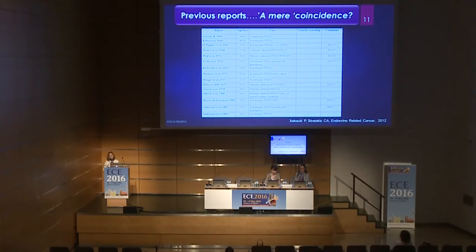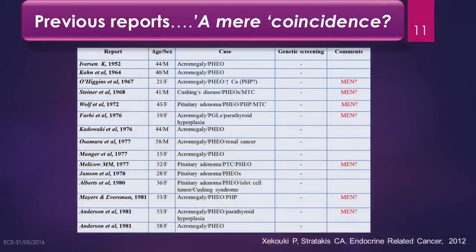Following this report, we tried to identify other reports in the literature with this phenotype: paragangliomas, pheochromocytomas, and pituitary adenomas at the same time. We were able to identify several cases since 1952. The problem was that most of them were reported before the 90s, when molecular techniques became available, so no genetic screening was involved.